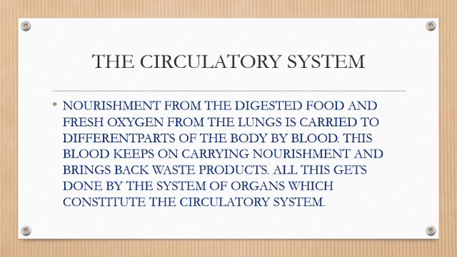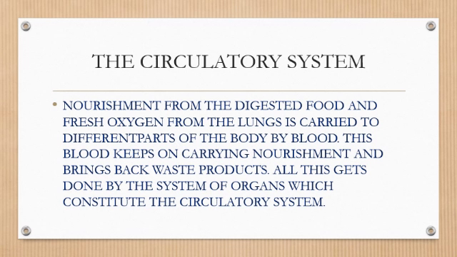So nourishment from the digested food and the fresh oxygen from the lungs is carried to the different parts of the body by the blood. So the food which is getting digested and sent to all the parts of the body, and the oxygen which is present in the lungs which is carried to different parts of the body, is done by the blood. So this blood keeps on carrying the nourishment and brings back the waste product.